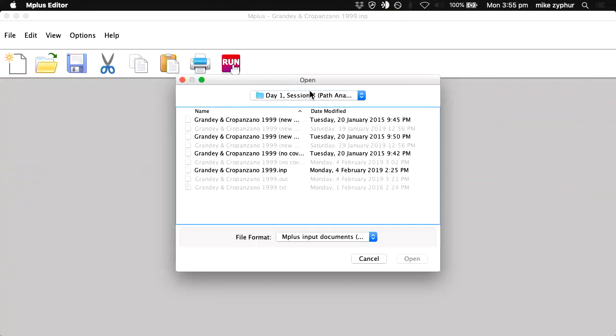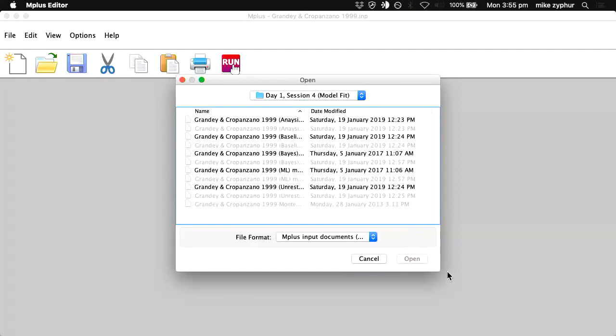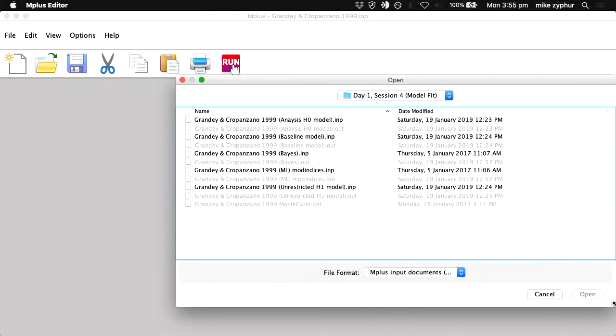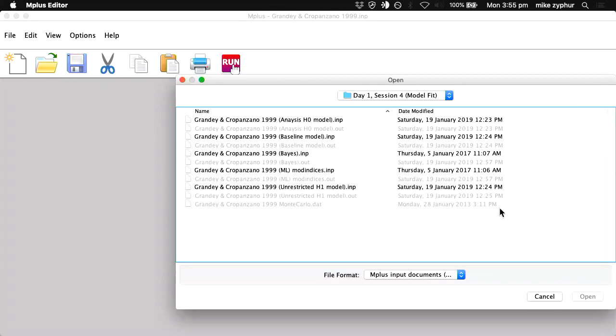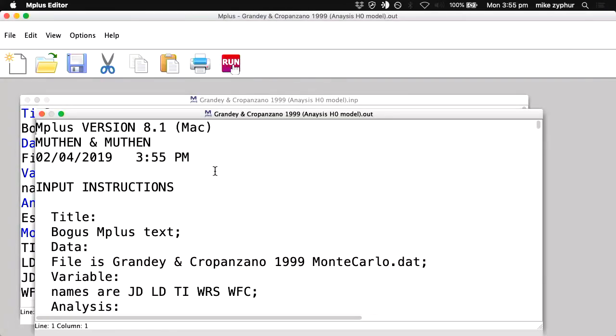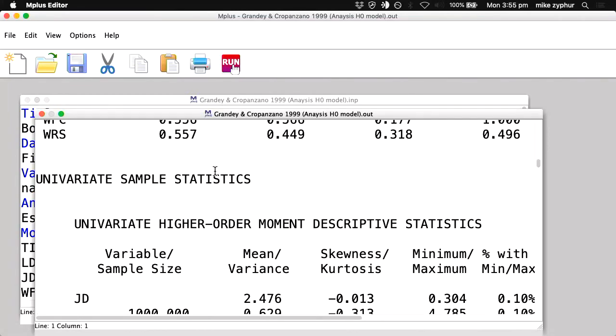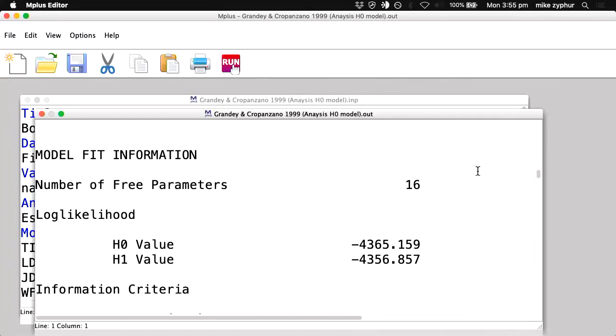If we go to day 1, session 4, model fit, just for a second, I'm going to open up this analysis H0 model, but you don't have to do it yet yourself. Let's just look at what it says in the output. If we scroll down under fit statistics, what is it giving us? Number of free parameters. That means the number of parameters it's estimating. How many parameters is it estimating?